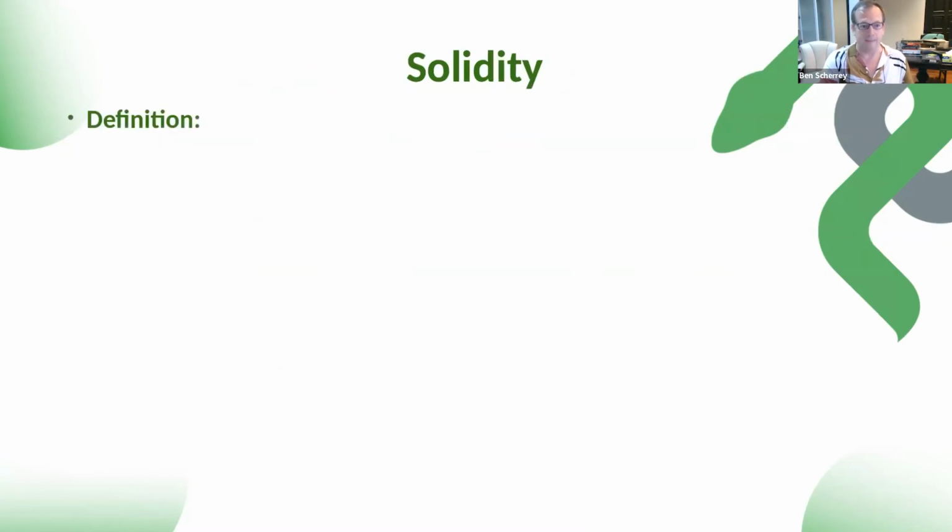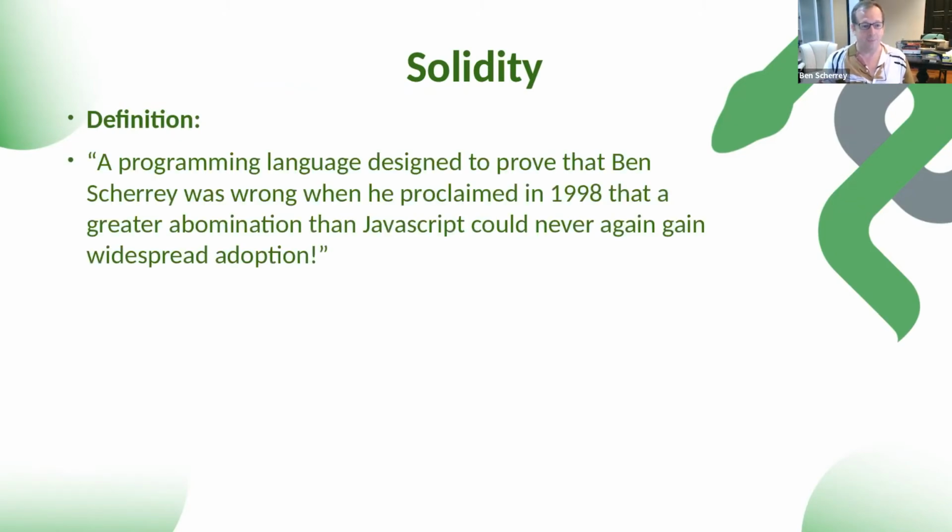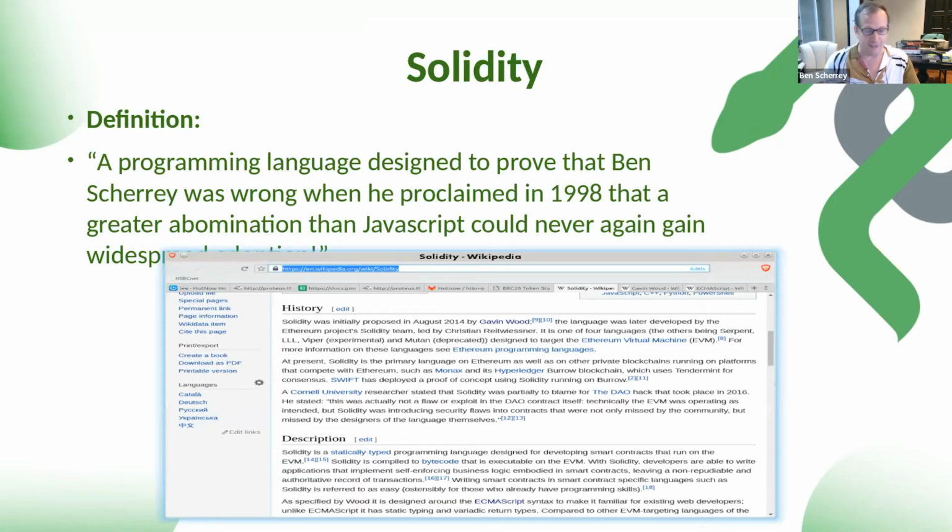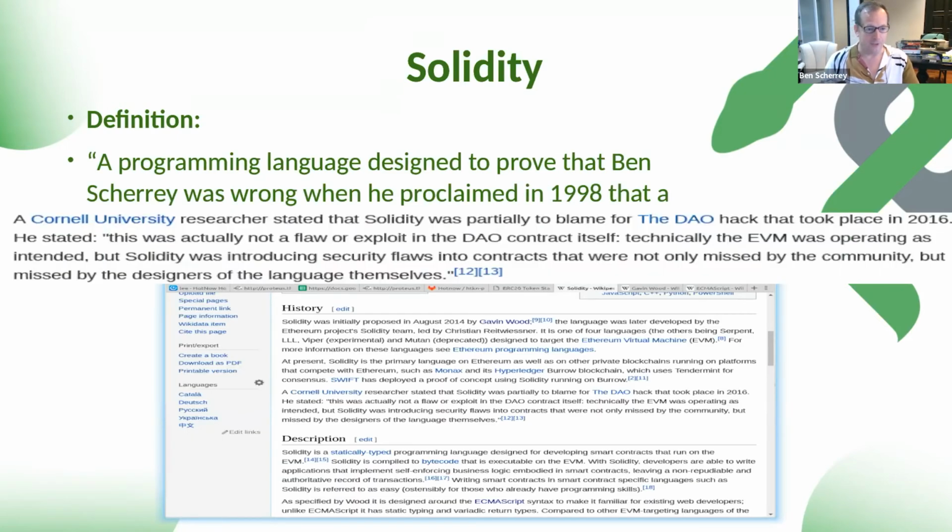So Solidity, what is Solidity? What's the definition of Solidity? Well, I say it is a programming language designed to prove that Ben Scherrey was wrong when he proclaimed in 1998 that a greater abomination than JavaScript would never again gain widespread adoption. I actually said this at the time because I really saw how awful a language JavaScript was for what we were trying to build, which was secure systems that we were going to do financial transactions on. And this is actually the Solidity Wikipedia. And sure enough, Cornell University researchers stated that Solidity was partially to blame for the DAO hack in 2016.